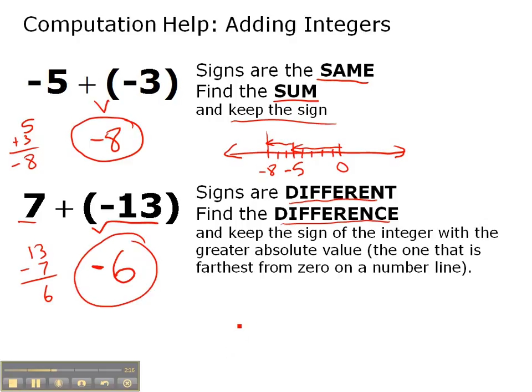And if you think of a number line model, that will help you remember that rule as well. If we start at +7, and we're adding a -13, which direction are we going? Well, if we're adding a negative, we're going to the left. The first 7 jumps will take you to the 0, but then you have to go 6 more. So you know you're going to be in negative territory. You're going to end up at -6 here.